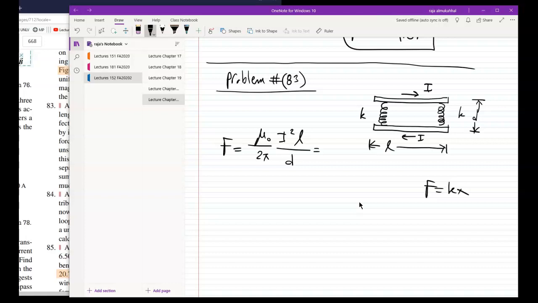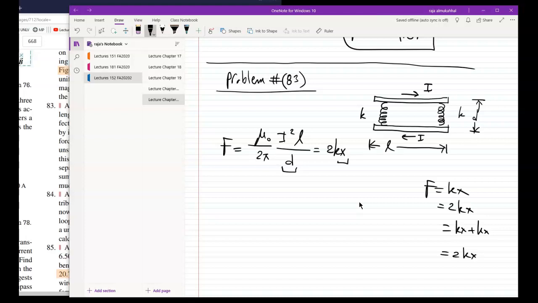Is that right? So here, because I have two springs, it's going to be 2Kx, that is, Kx plus Kx. So that's 2Kx. See what I'm saying? So in this case, the magnetic force is balanced by 2Kx. And now he's basically asking, what is the separation distance between them? Well, this x is the same as d.